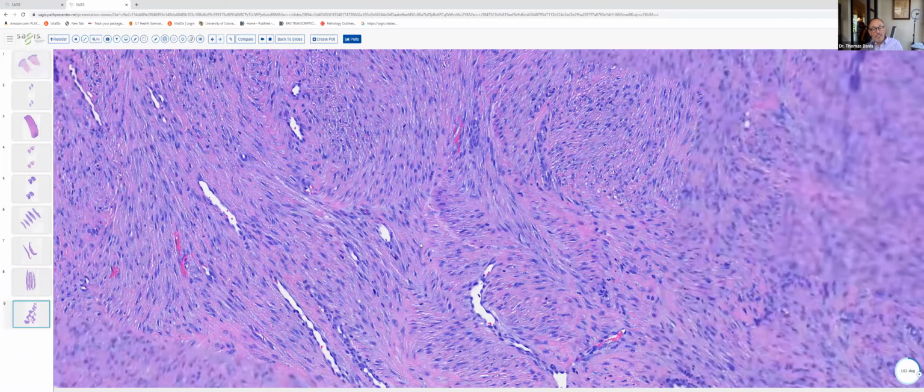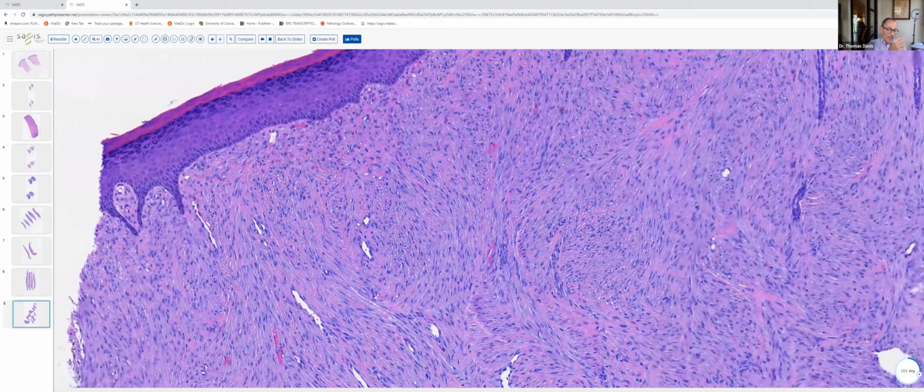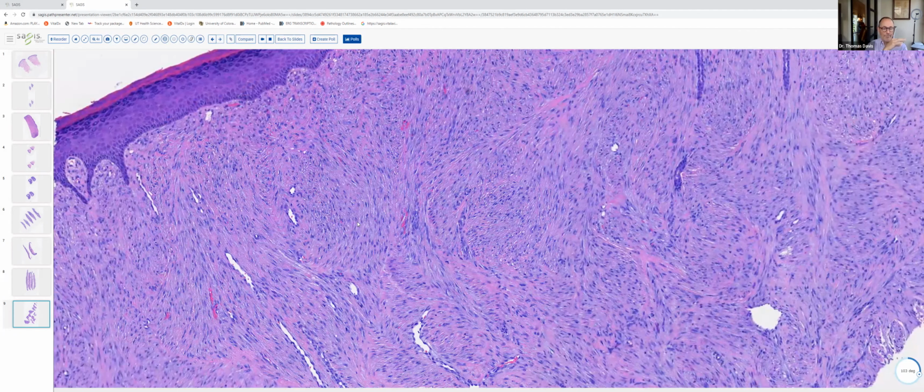And these lesions tend to occur very early in life, generally within the first year of life on the digits. They're usually solitary, and the recurrence rate is extremely high. They'll recur in up to about two-thirds of cases after removal. Some of them will spontaneously remit, but it's a tumor with an extremely high recurrence rate. So again, infantile digital fibroma.